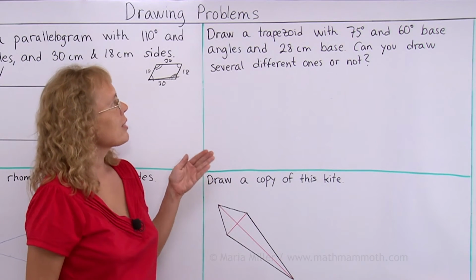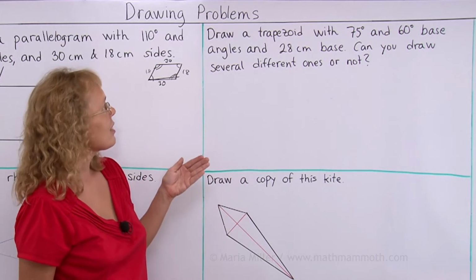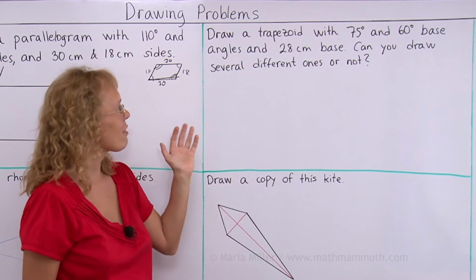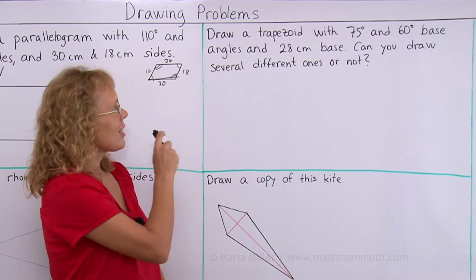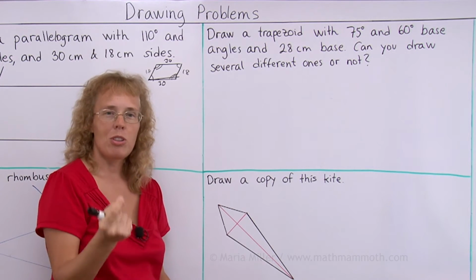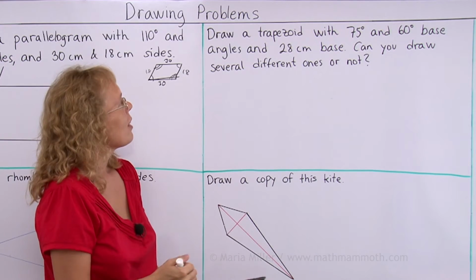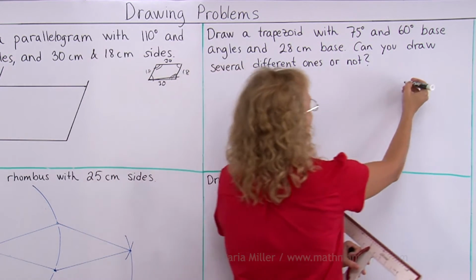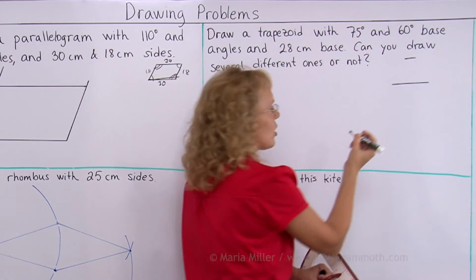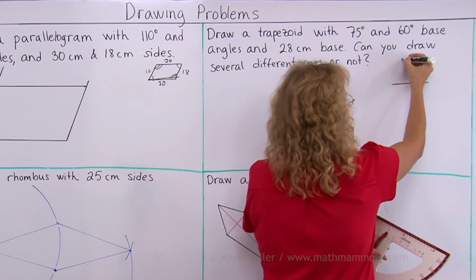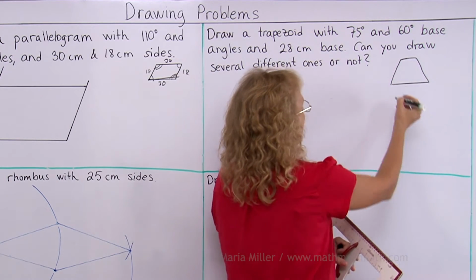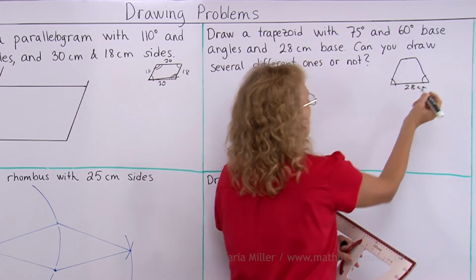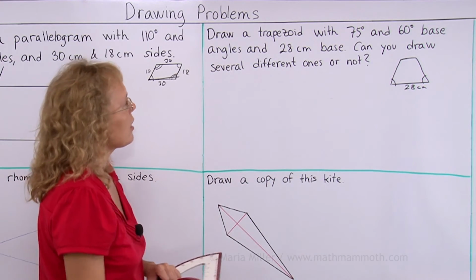Draw a trapezoid with 75 degree and 60 degree base angles and 28 centimeter base. Here I wrote out the question, can you draw several different ones or not? Is this enough information so that you would only be able to draw a unique trapezoid? Okay, I'm gonna sketch it here again. It tells us the base angles, and the trapezoid basically, it has 2 parallel sides, okay? Something like that. So we know this and this, those 2 base angles. We know this also, it has to be 28 centimeters, so I can get started with that information.